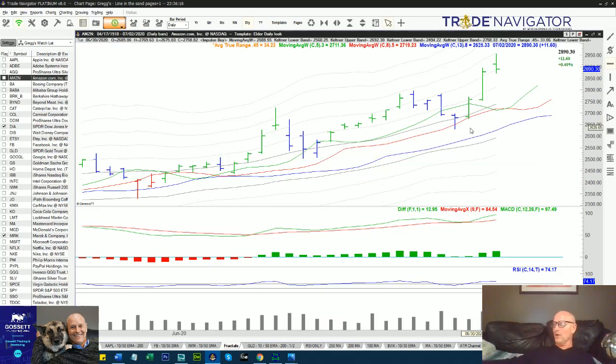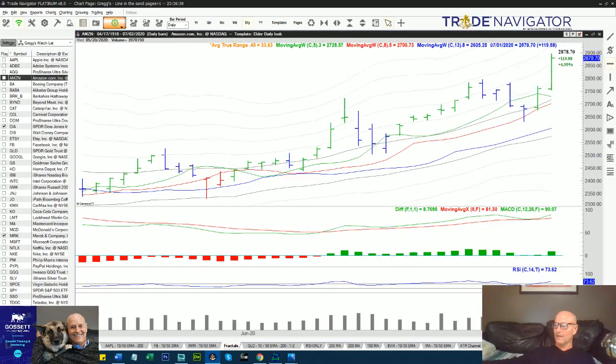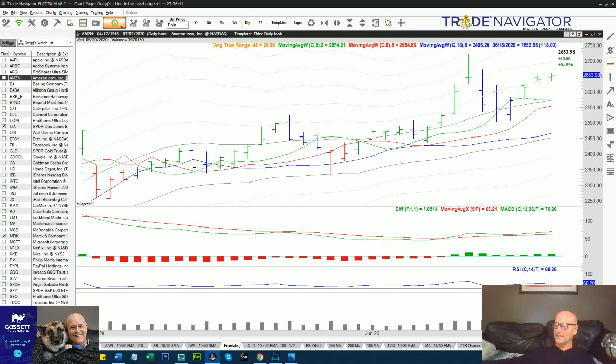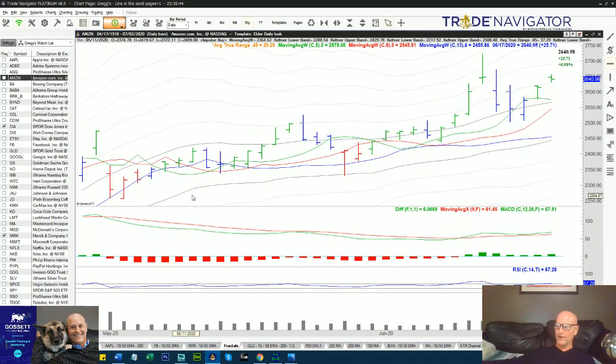So let's see, here on Amazon, look, the green is above the red and the red is above the blue. You can see this has been a big up move. The alligator has been eating. This is not a good time to initiate a fractal trade. It's best when the alligator is sleeping. Okay, well, let's look right here. Here's a high with two lower highs to the left, two lower highs to the right.